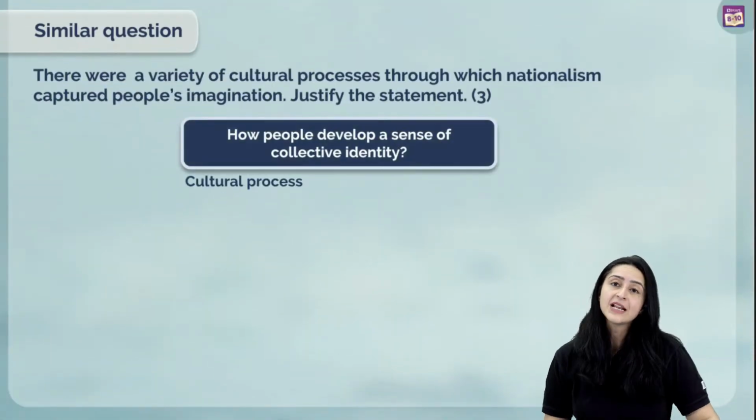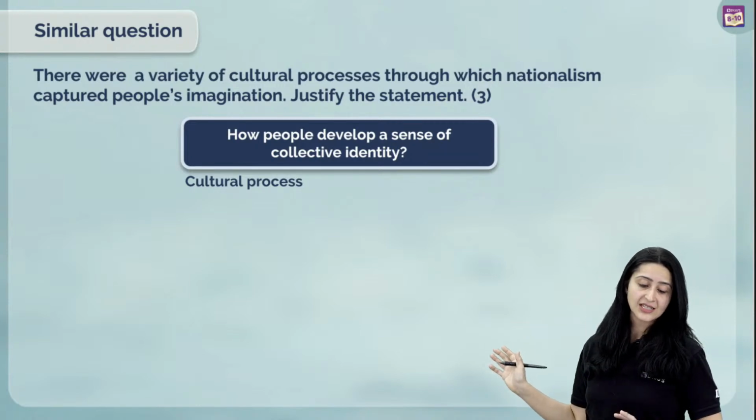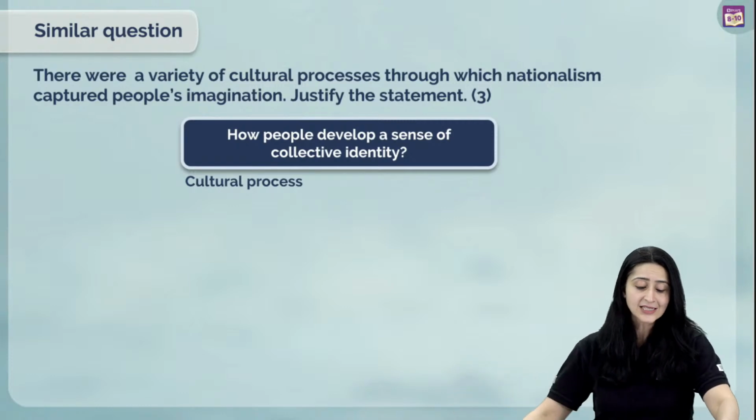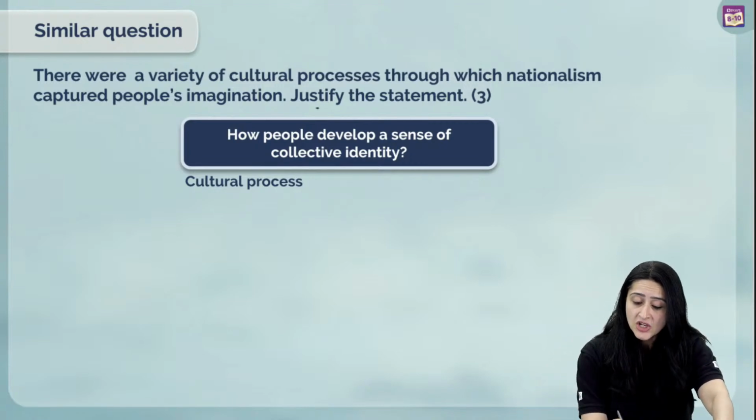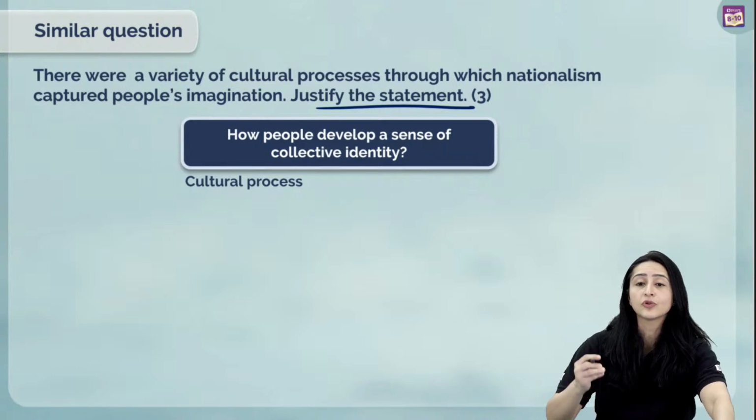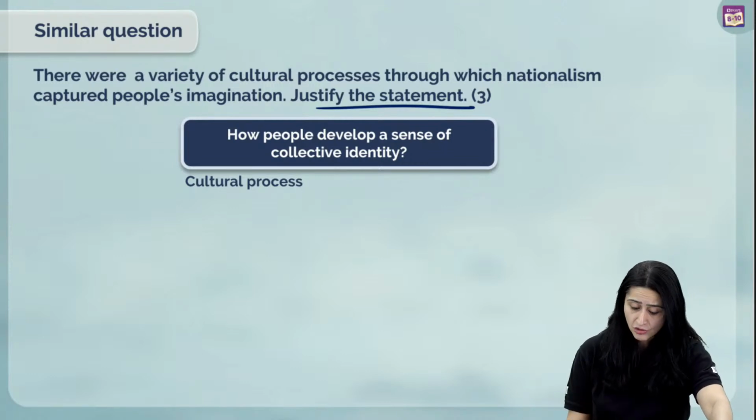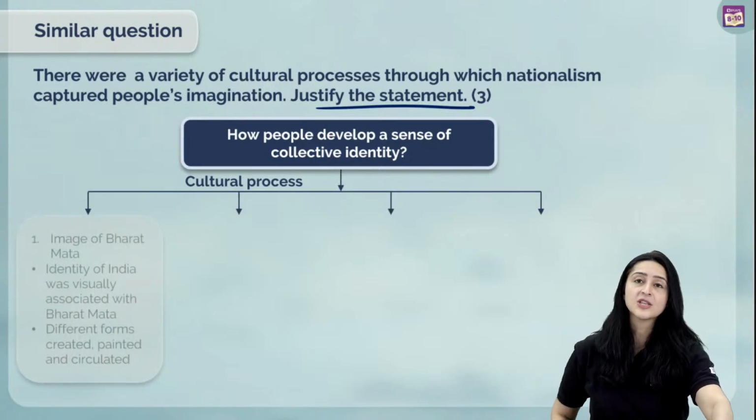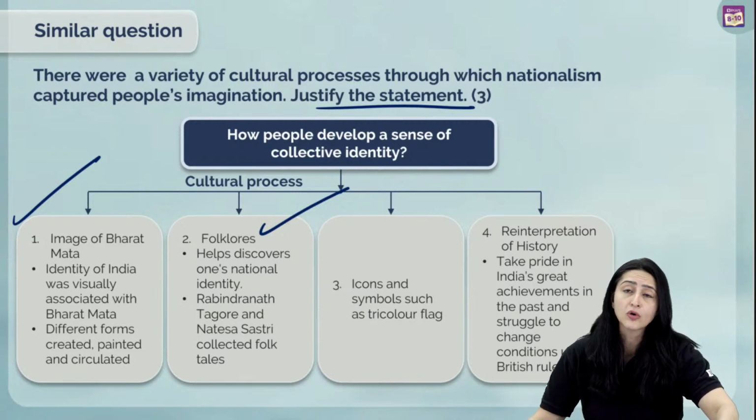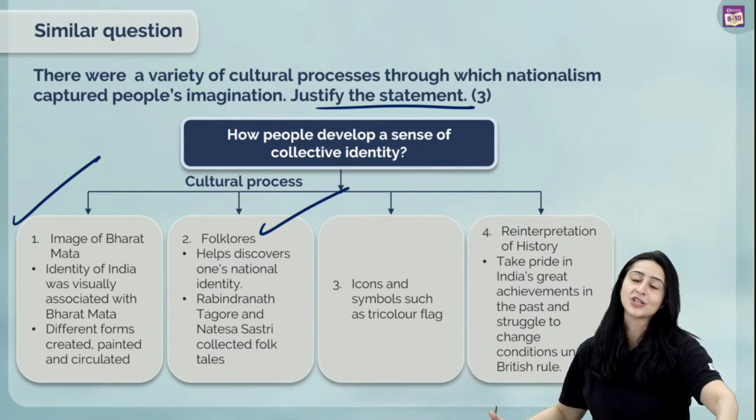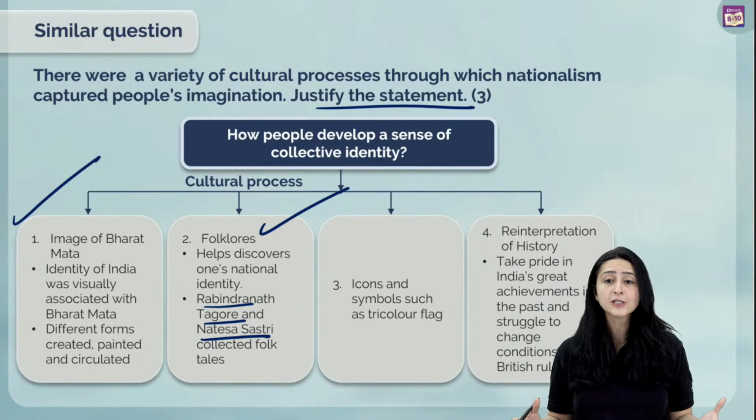Then, a similar question. From this chapter, you could also get a question on nationalism, collective identity basically, which we have discussed. There were a variety of cultural processes through which nationalism captured people's imagination. Justify the statement, which means you have to give examples. So we know that national identity or sense of belongingness was encouraged through cultural processes like images of Bharat Mata. We spoke about this last time. It was also done through folklore, or stories that spread all around the nation about Indian culture, and we had Rabindranath Tagore and Natesa Sastry who collected a lot of these folk tales.